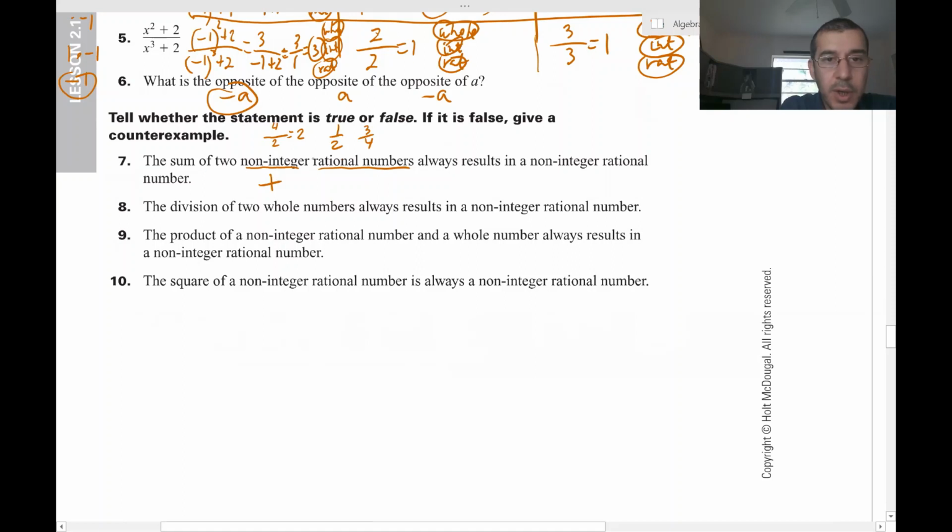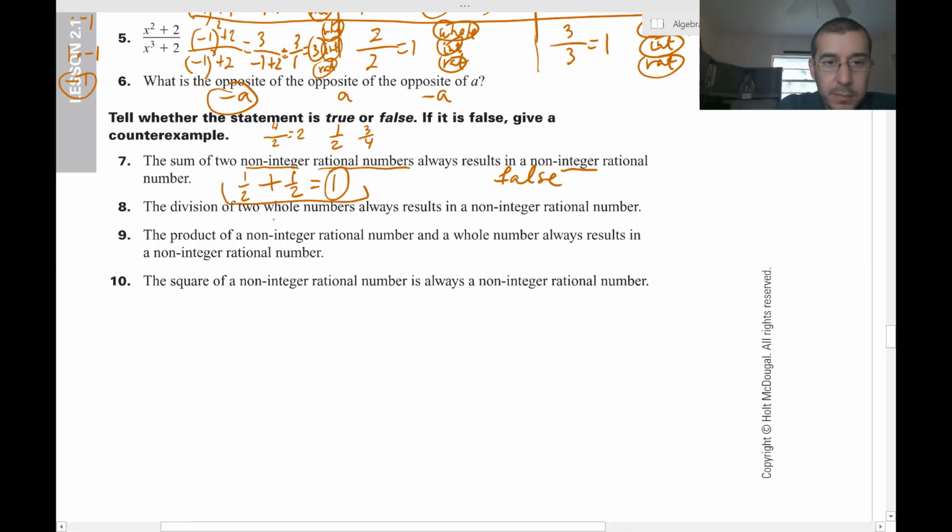So when you sum two non-integers, you're summing something like this, where the numerator is smaller than the denominator. So let's say 1/2. The sum of two non-integer rational numbers always results in a non-integer rational number. This is false. Why? Because 1/2 plus 1/2, half and half, is a whole, or just 1. And 1 is an integer. And here it says it's always a non-integer. That's false. And this is the counterexample right here.